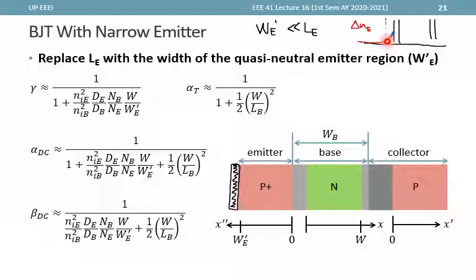Similarly, like what we did for the base, it turns out that we just have to replace LE by WE prime. So all LE's in the original equation should be replaced with this new WE prime. So instead of the ratio of W and LE, we now use W and WE prime. Now LB is still maintained as LB, so these are the terms that just changed.